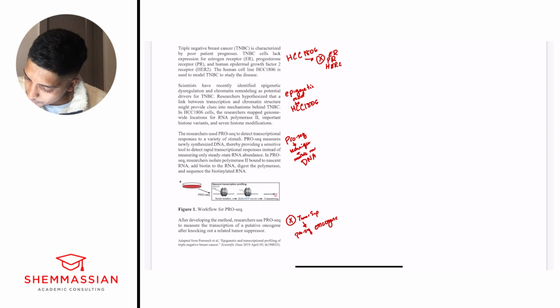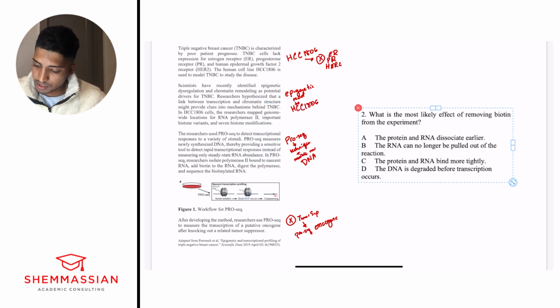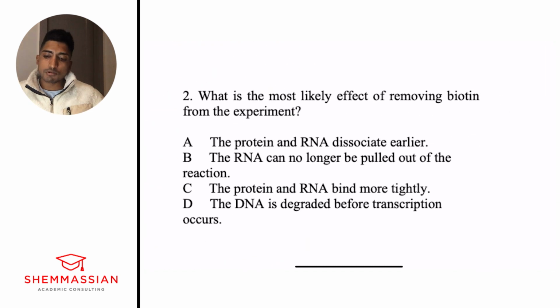On to question number 2. What is the most likely effect of removing biotin from the experiment? A, the protein and RNA dissociate earlier. B, the RNA can no longer be pulled out of the reaction. C, the protein and RNA bind more tightly. Or D, the DNA is degraded before transcription occurs.